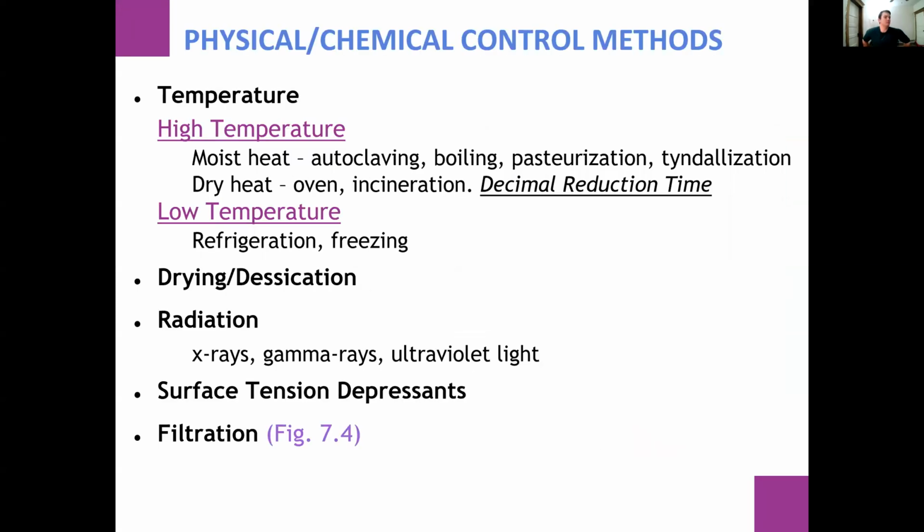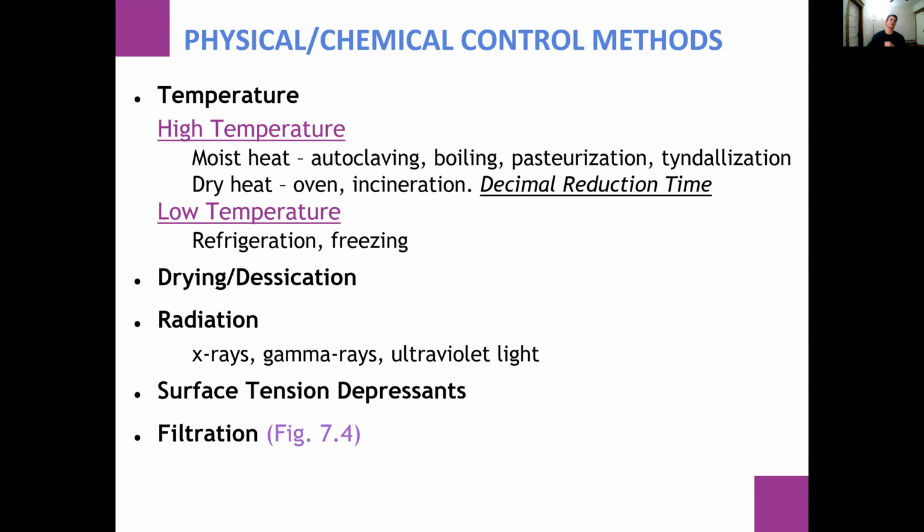So discussing a bit more here about temperature, we're going to be talking about something that you guys might have heard in the lab that Amy and Kieran discussed, something like autoclaving, boiling, pasteurization. Think back to Louis Pasteur. So this is all forms of moist heat that you can use. Then you also have dry heat, which is used in ovens or incineration and results in a decimal reduction time.